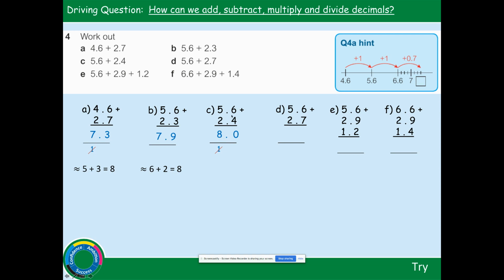Right, we're approximately 6 add 3. Oh no, sorry, 6 add 2. This is less than 5. So it's 6 add 2, which is 8, and that one's spot on.